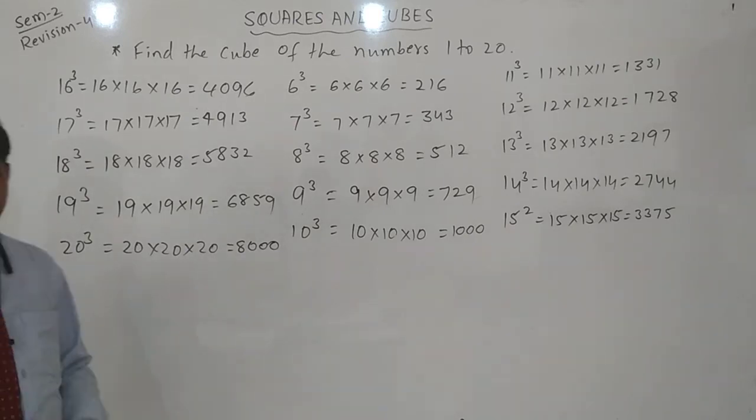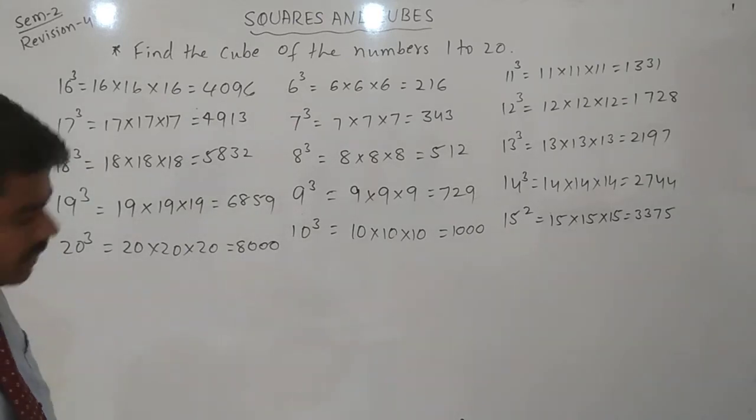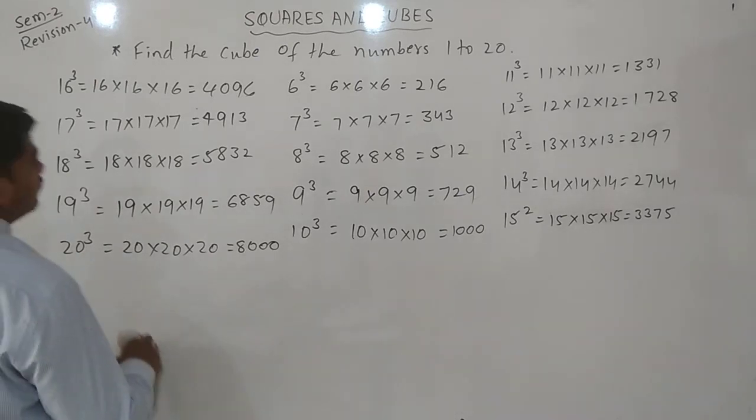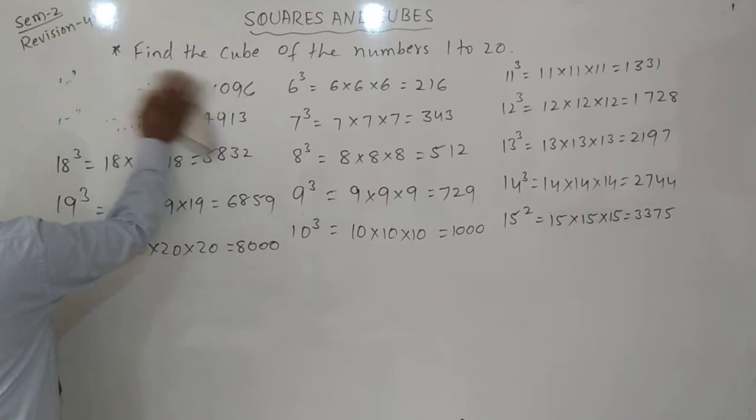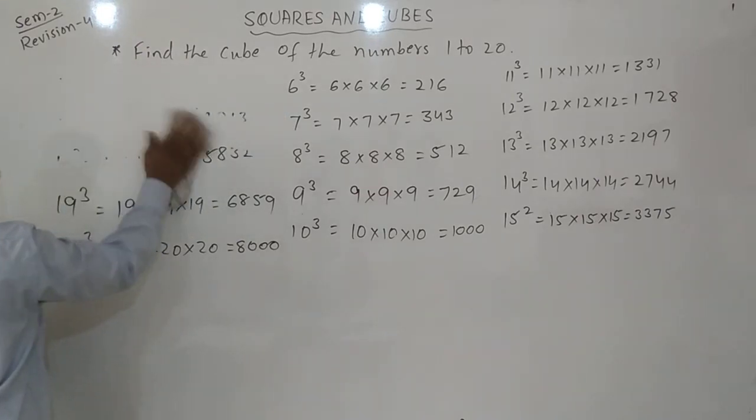Same how we simplified, or like that also we can simplify here the numbers, or we can write without calculating 20 cube, 30 cube, 40 cube, like that.